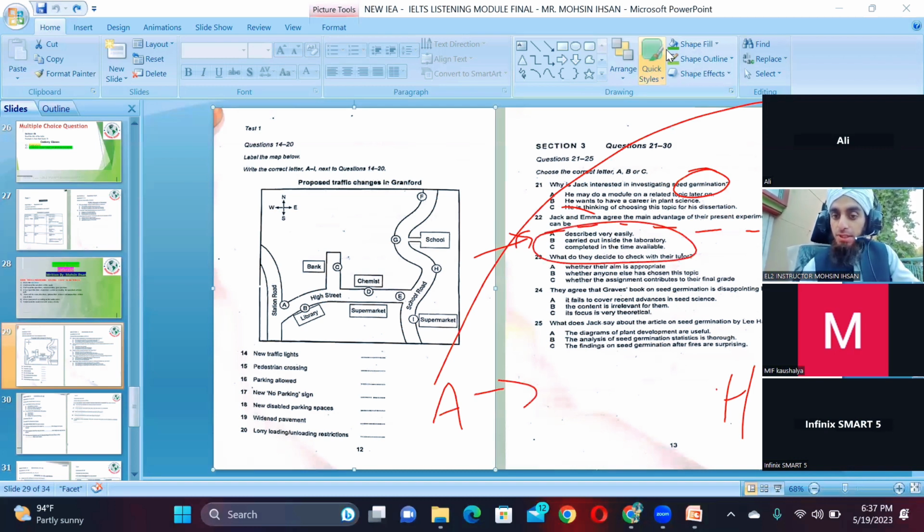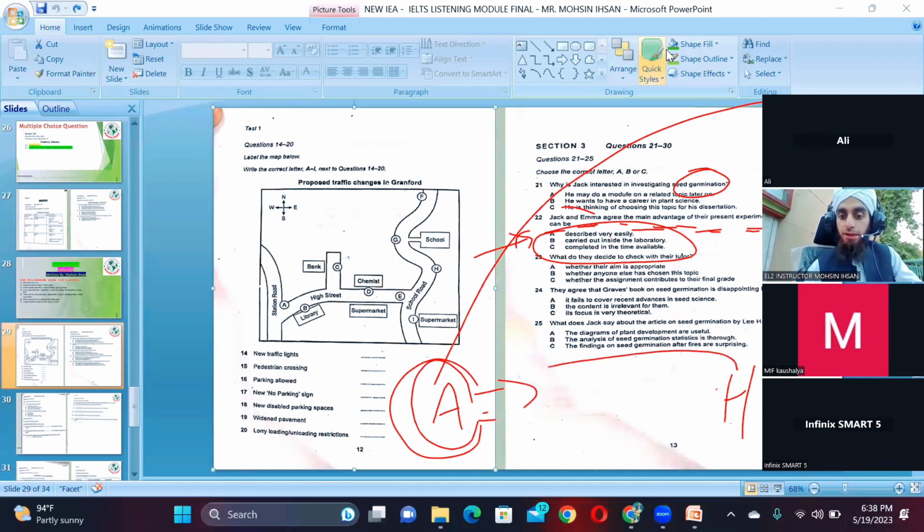They are just first read the question. Jake and Emma agree. The main advantage of their present experiment is that it can be. It can be what? A is saying, I'm thinking that there are going to be a lot of some kind of pros and some kind of brighter side of such an experiment. Oh, I really agree with you. But I think we should also focus on detailed discussion and should also share it with our tutor, the instructor.